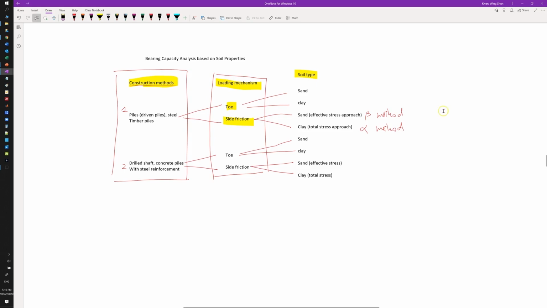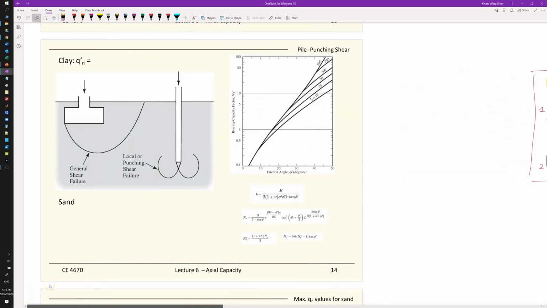use. First, you need to think of what type of construction method it is. For the construction method, you need to consider both the toe and side frictions, and which equations for each of these categories depends on the soil types. So first, let's look at our first scenario where we have piles.